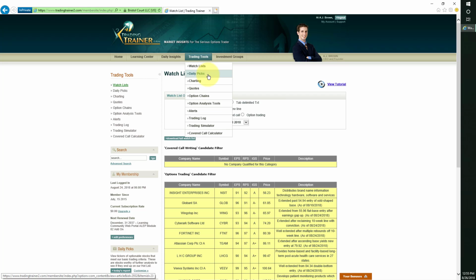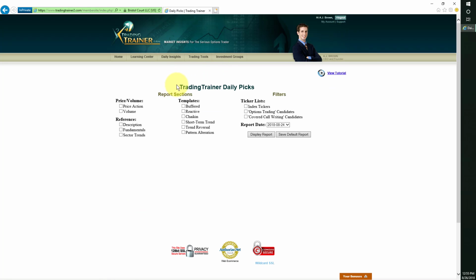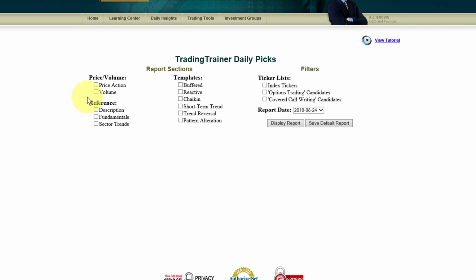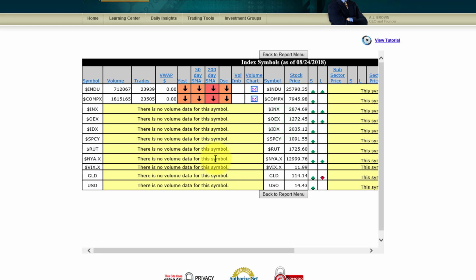Going to our Trading Tools tab and our Daily Picks subtab, here you'll find the Trading Trainer Daily Picks Report Generation tool. We'll do a deeper dive on our indexes by looking at volume and trends. Our indexes look to have similar volume on Friday that they had on Thursday, slightly lower than their 50-day volume simple moving average, definitely lower than their 200-day volume simple moving average. The oscillator about the same. Short duration trends are clearly bullish. Long duration trends are neutral to bullish.